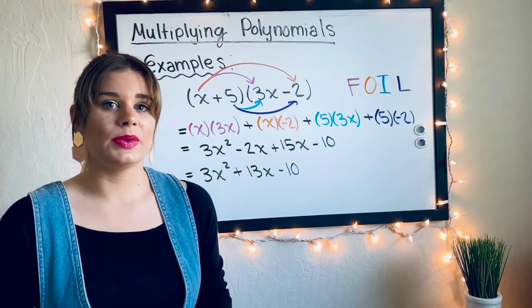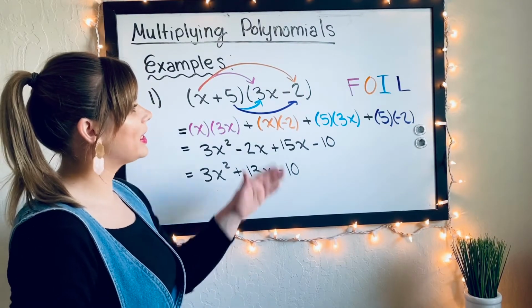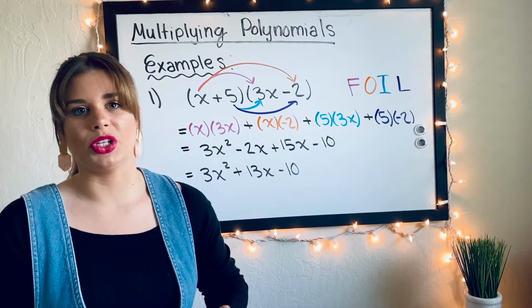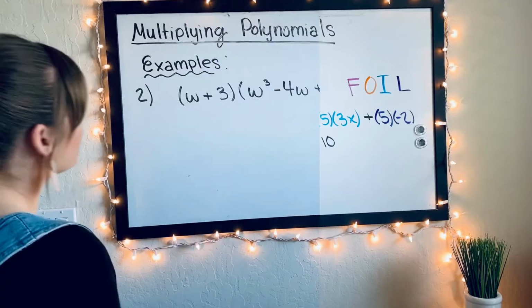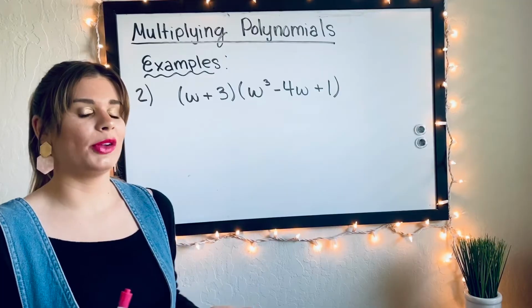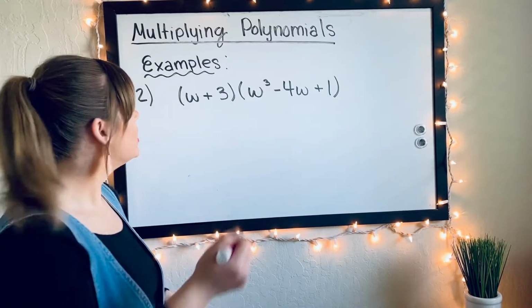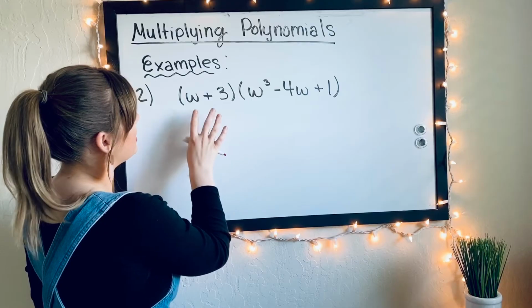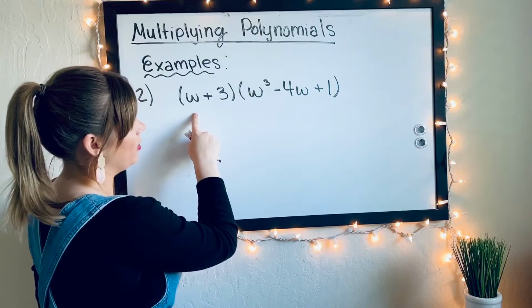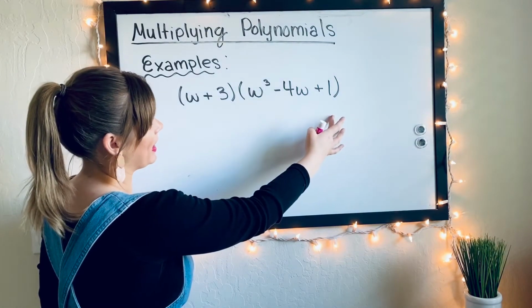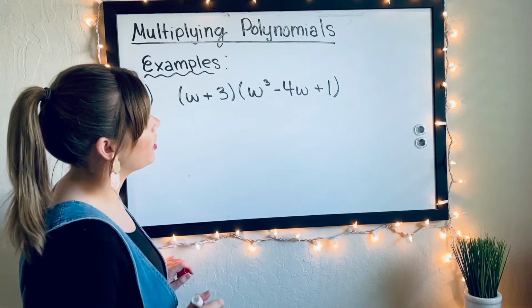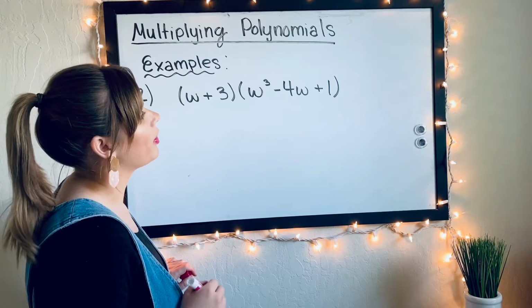Okay, now we're going to move on to an example that's a little bit trickier than this. Maybe we'll do a trinomial and a binomial, so that way you could see this distribution on something a little bit more complex. Okay, so now we're multiplying a binomial by a trinomial. So I just have a little bit extra distribution to do. So first I'm going to take my w plus 3. I'm going to make sure that each term in my first polynomial gets multiplied by each term in my second polynomial. My first polynomial is w plus 3, and my second polynomial is w cubed minus 4w plus 1.